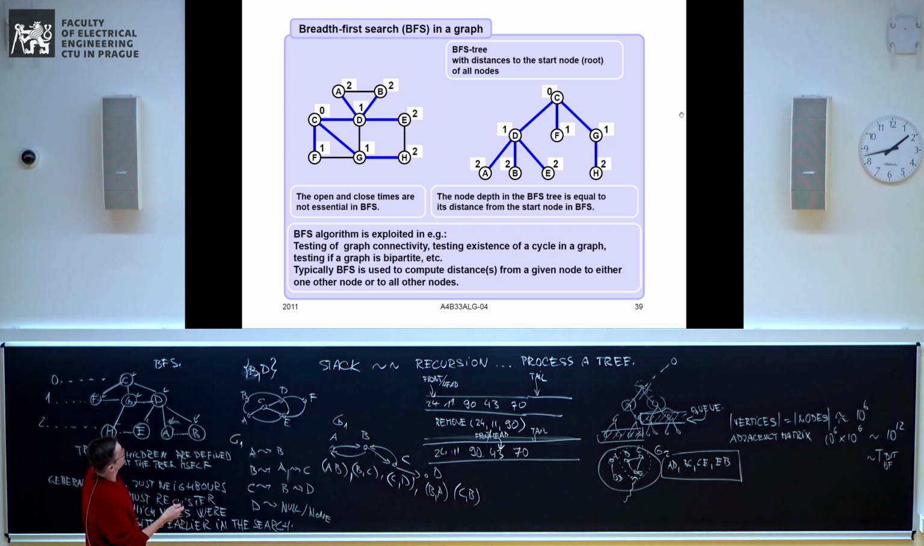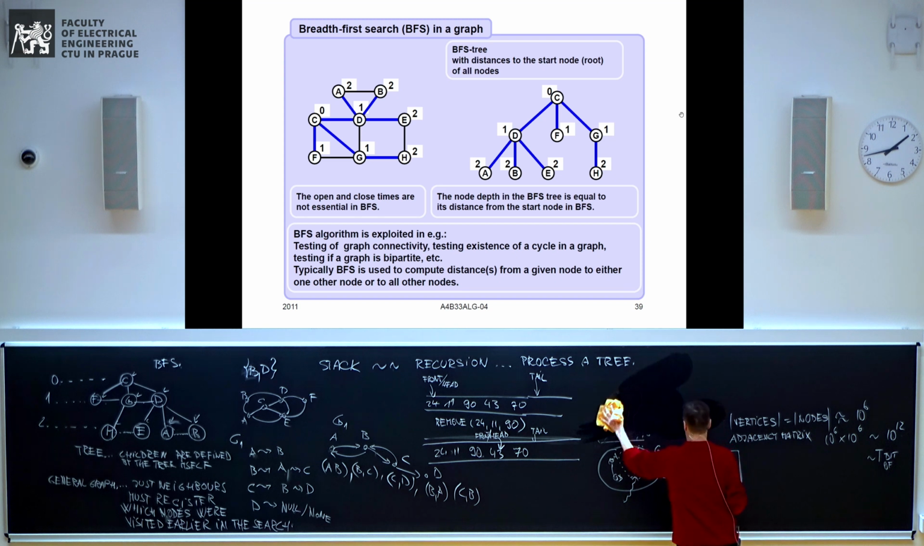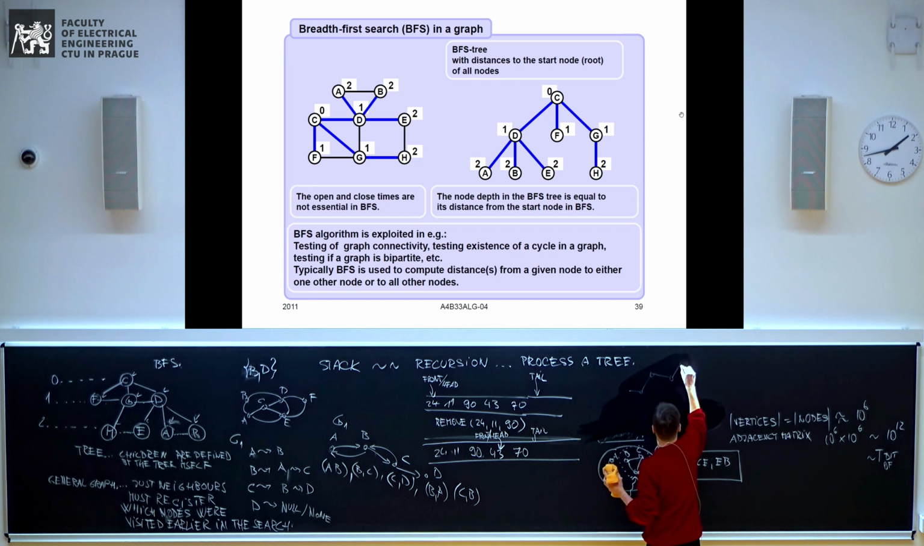Or you can test existence of a cycle in a graph, which also is interesting. How do you check if there is a cycle in the graph? Imagine something like this.